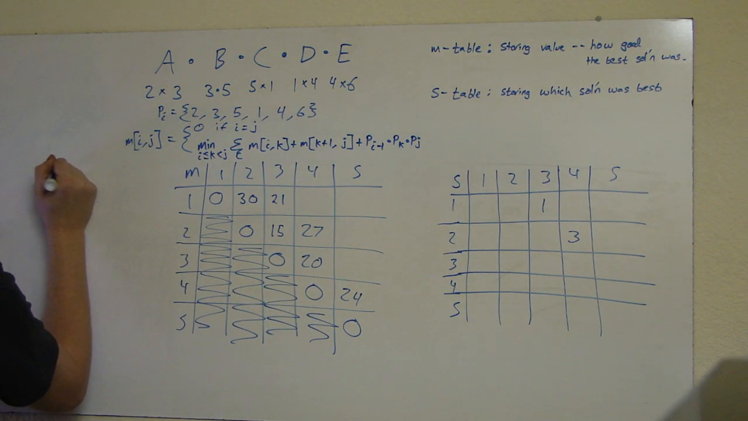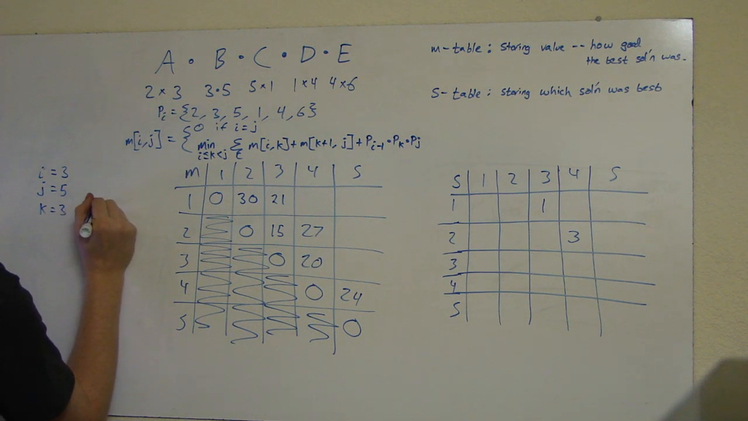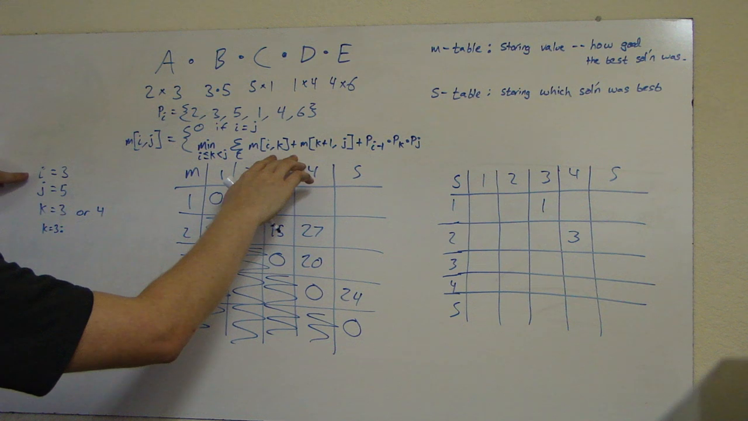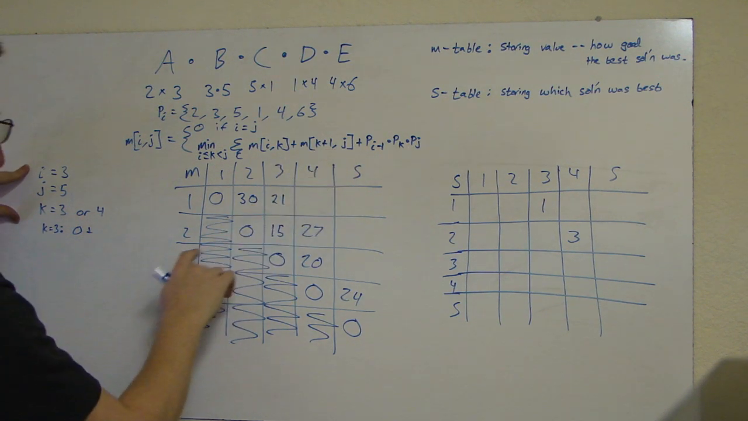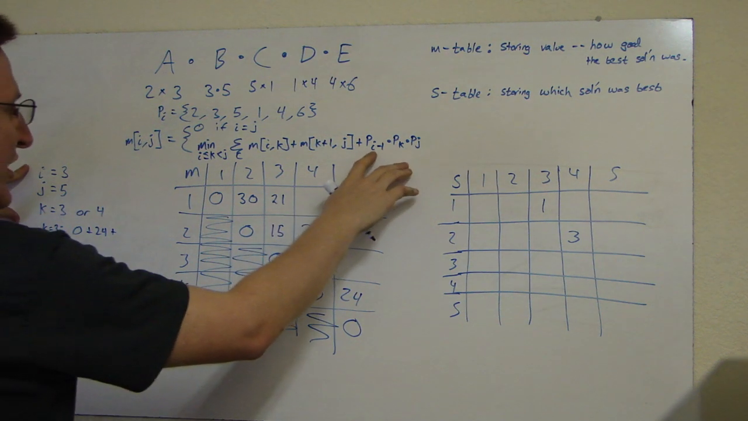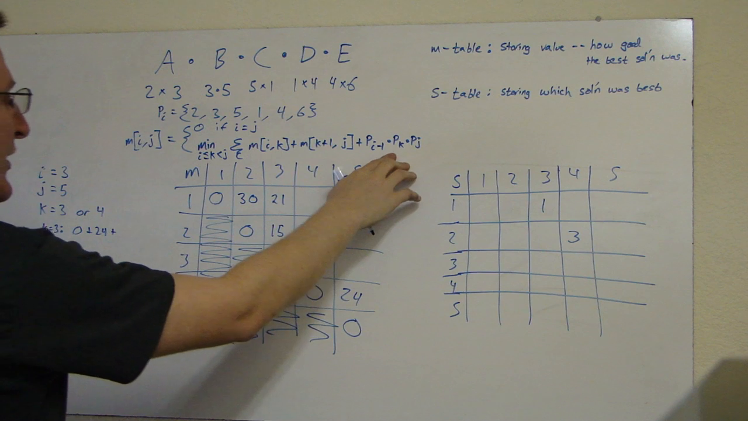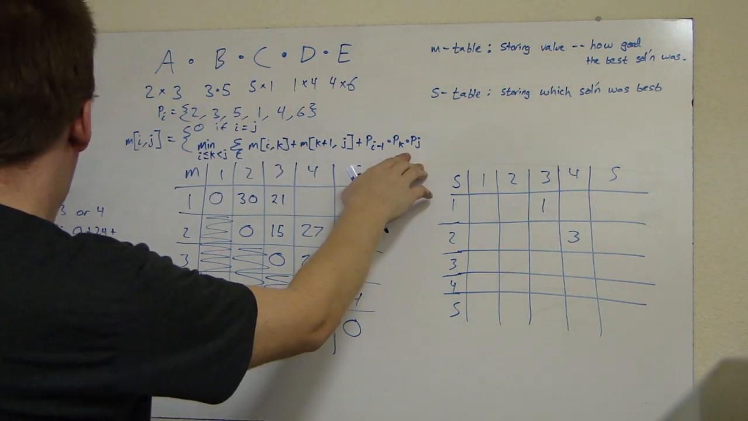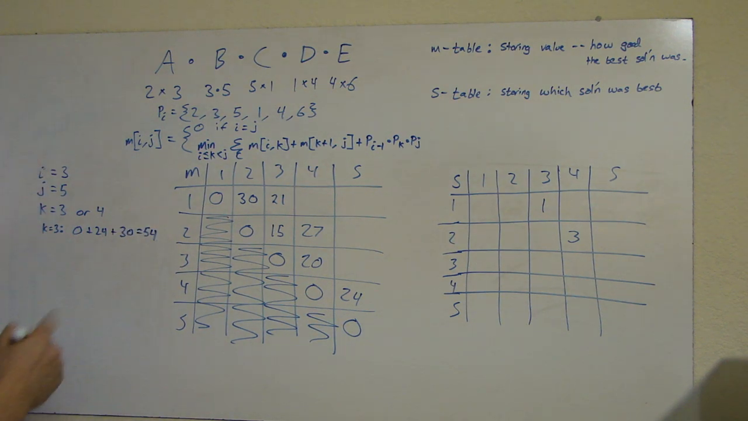Okay, we have I is equal to 3, J is equal to 5, so K can be equal to 3 or 4. If K is equal to 3, then we have M of 3, 3, which is 0, M of 4, 5, which is 24, and the cost to merge them together, which is P2, which is 5, times P3, which is 1, times P5, which is 6. So that's a total of 5 times 6 is 30, equals 54, for the value of K equals 3.